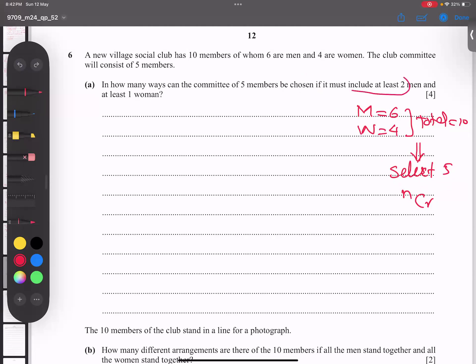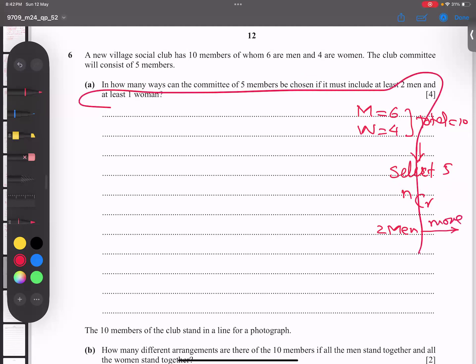He said at least 2 men. Okay, let me write the conditions. At least 2 men. So at least 2 men means 2 men, or it can be more, 2 men and more. Okay, 2 men and more.